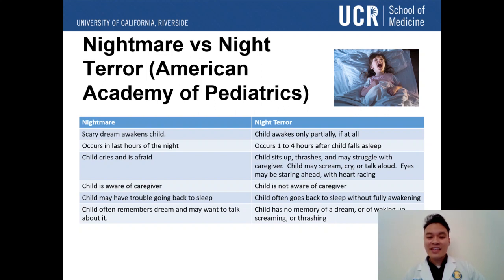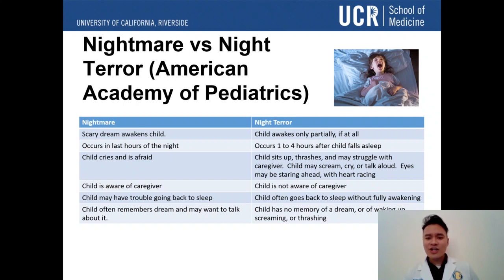Whereas night terrors, they actually only awake partially. If they awake at all, sometimes they won't. Occurs 1 to 4 hours after the child falls asleep. So again, nightmares occur in the last hours of the night. Night terrors can occur usually in the middle. Child will sit up, thrash, and struggle with the caregiver, and may scream, cry, or talk aloud. Eyes staring ahead, heart racing, so almost like panicky, right?